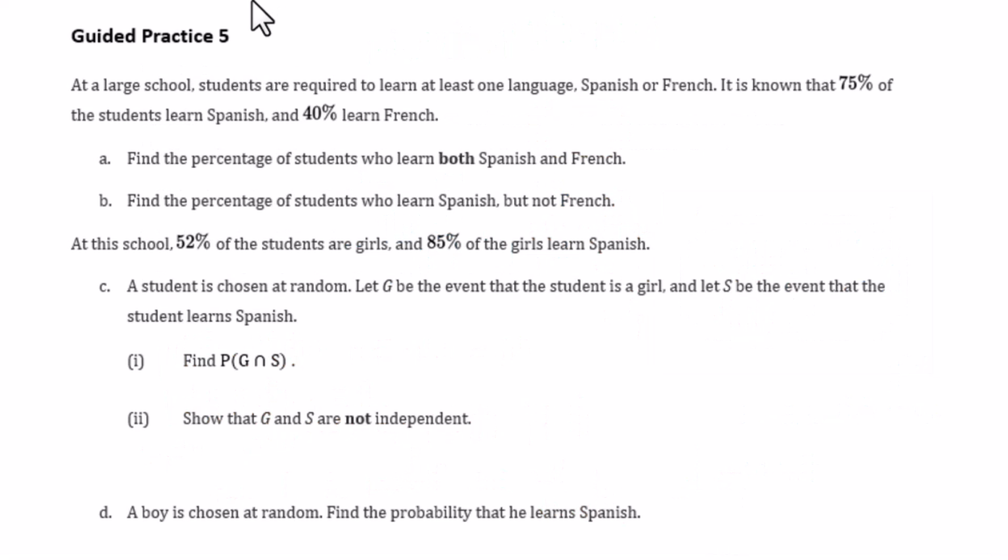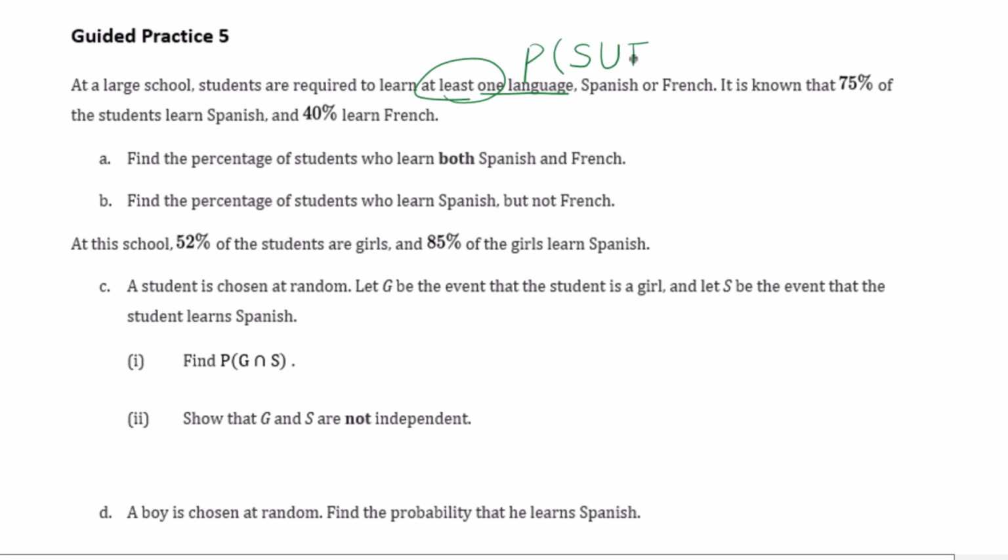Let's go to guided practice 5. At a large school, students are required to learn at least one language, Spanish or French. It's known that 75% of the students learn Spanish and 40% learn French. At least one language, Spanish or French, means the probability of Spanish union French equals 1. So we will draw outcomes, French and Spanish.